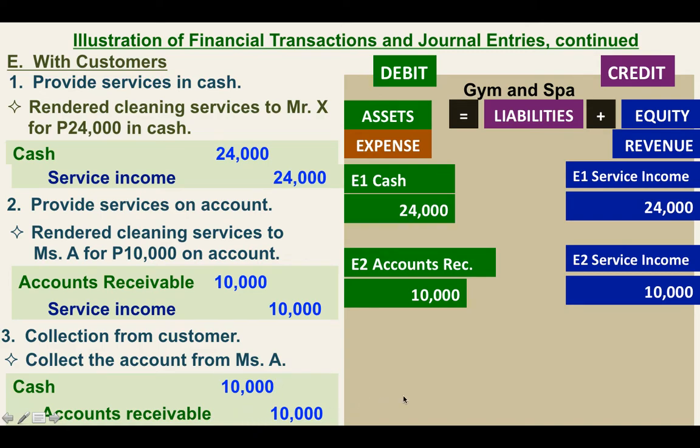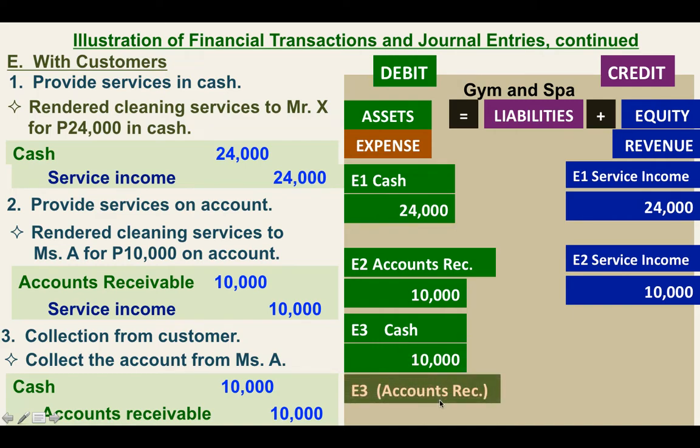Okay? So in this case, if we are going to reflect this in the accounting equation, we receive cash in the amount of 10,000 and we reduce another form of asset, which is accounts receivable, by 10,000. Cash and accounts receivable are in the column of assets. So if we increase one asset, we have to decrease another asset to balance the equation. Okay, the effect of this is zero.